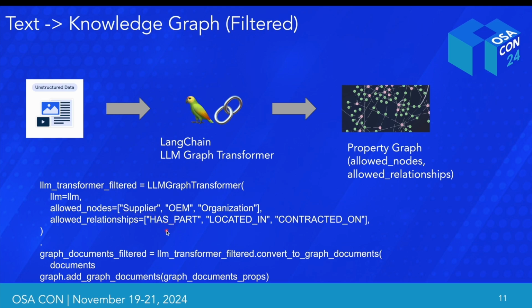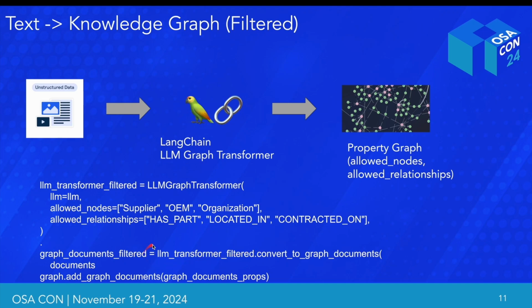So in this example, while the LLM graph transformer takes in an LLM, it also takes in these two parameters: allowed nodes, which is a Python list of existing nodes and entities defined by the business, and allowed relationships. So the LLM, once it is extracting these nodes and entities from unstructured data, would constrain these and put this relationship as constraints within this node. For this case, the allowed nodes are supplier, OEM, and organization, let's say, and then relationships would be has part, located in, and contracted on, etc.